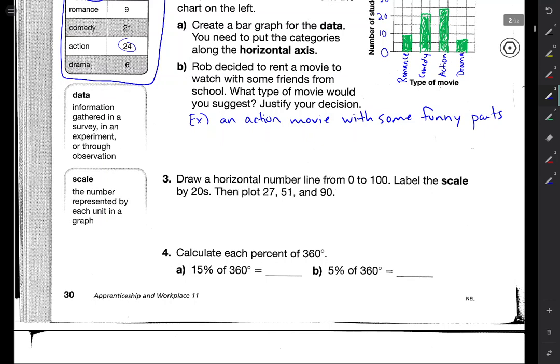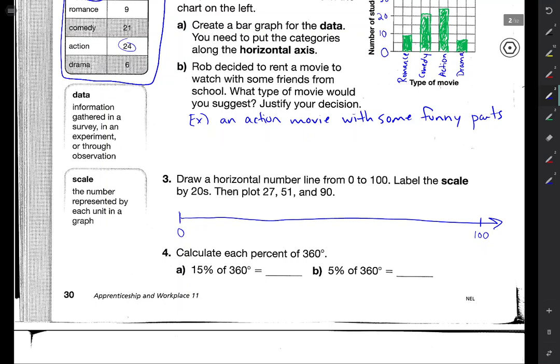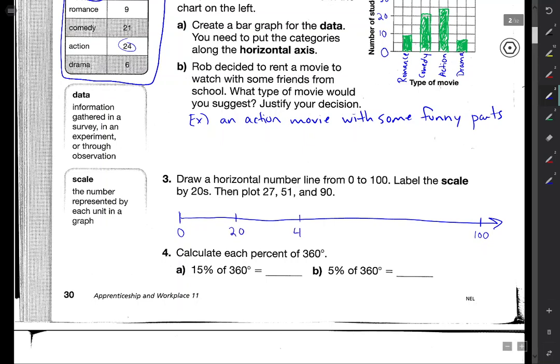In question number 3 here, we want to draw a horizontal number line from 0 to 100. We need to label the scale by 20s and then plot 27, 51, and 90. So our number line is going to start at 0 and go all the way up to 100. Now we need to put the scale on here going up by 20s. So all that means is we're going to count up by 20s. So we're going to do 20, 40, 60, 80, and then that 100 is there.